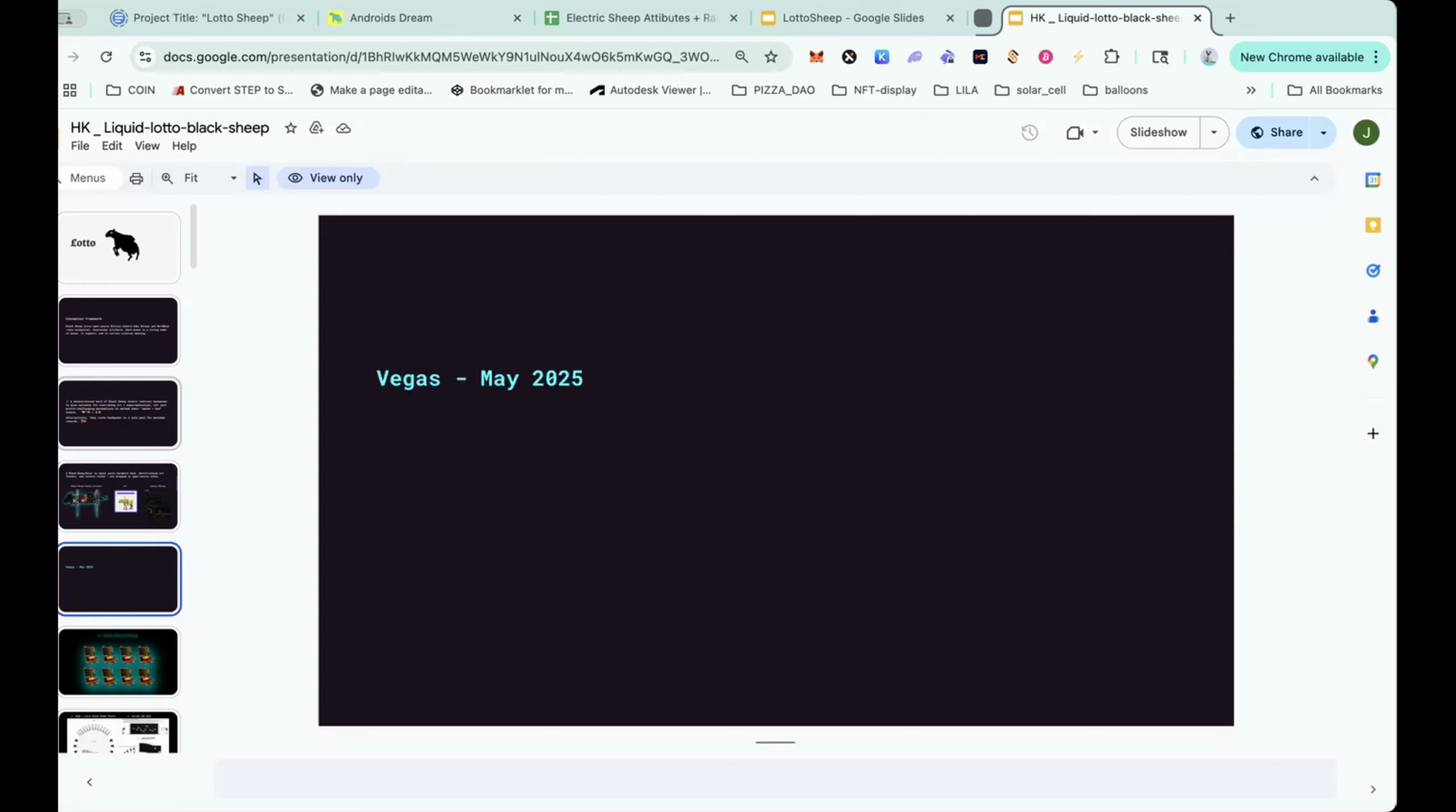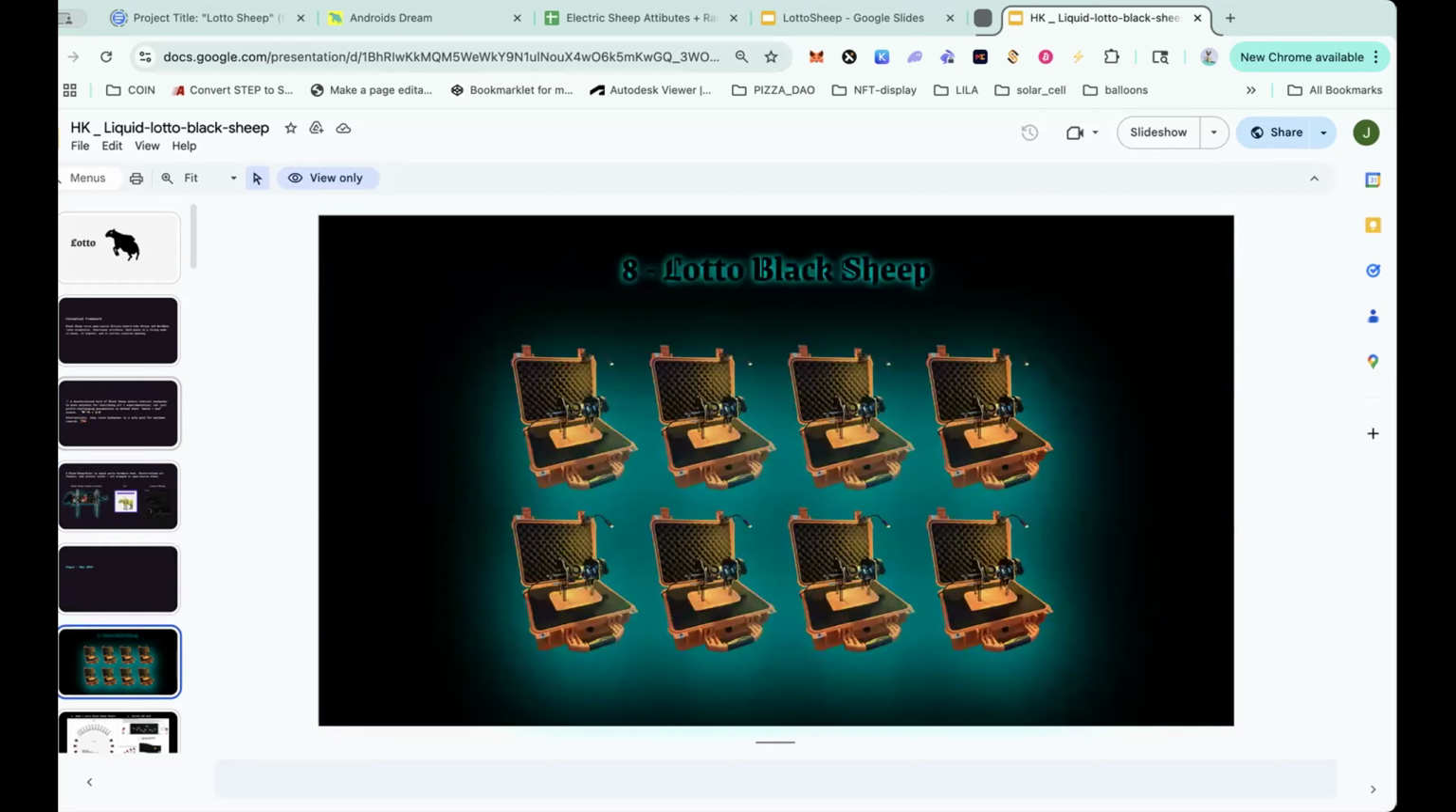And then I conceived and showed this work back in May in Vegas. This is what they looked like. They come in a Pelican style case, and they open up and display these little sheep miners that are running on the network in real time.